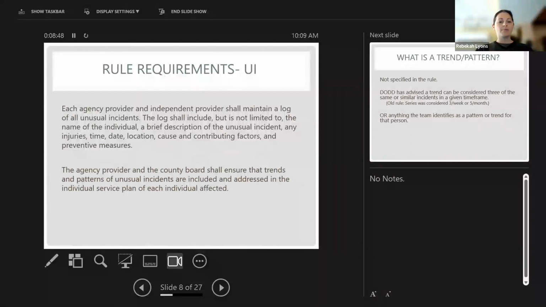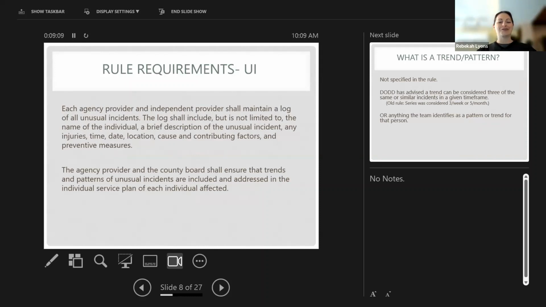Okay, more rule requirements. You need to have a log. It's spelled out exactly what needs to be on the log. It includes the name of the individual, a brief description of the UI, any injuries, the time, date, location, the cause and contributing factors, and preventive measures. Again, a lot of this will be copy paste from your incident report.